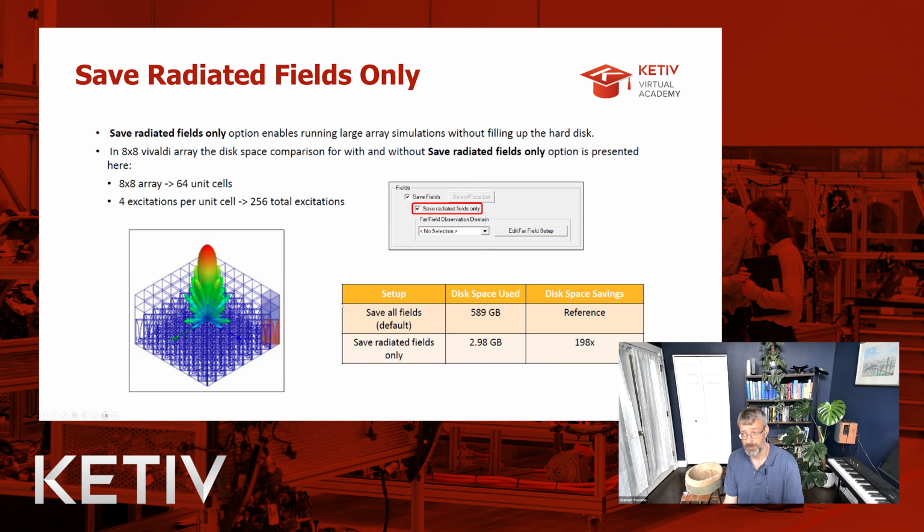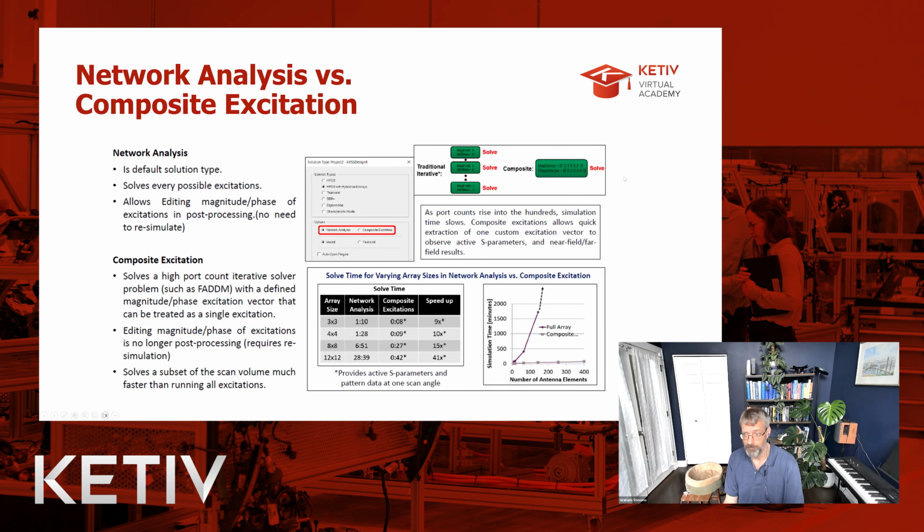And another option I wanted to mention in terms of saving time is if you're only interested in one excitation type. In other words, when I edit my sources and I only want to source it from the center and in one particular direction, I can use this composite excitation, where it reduces the amount of computation required.